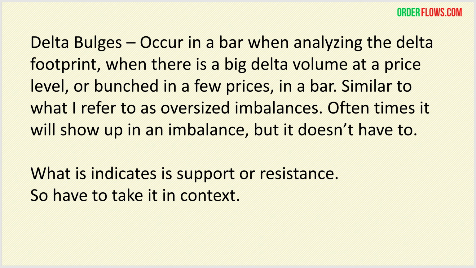And the same thing is occurring in the market. And it occurs, again, this is on a delta footprint chart, when there's a big delta volume at a price, or bunched in a few prices in a bar. It doesn't necessarily have to be in one price level. It could be spread out over 2 or 3 price levels in that bar. And if you've been a part of my inner circle, you'll understand I've talked about oversized imbalances in the past. Oftentimes this will show up in an imbalance, but it doesn't have to. And what it indicates is support or resistance. Now again, you have to take it in context of the market.